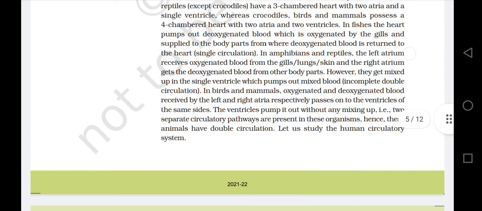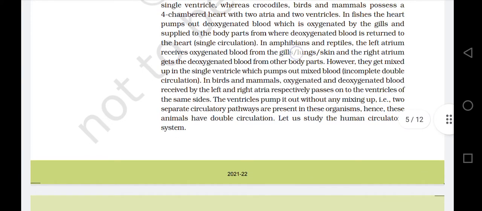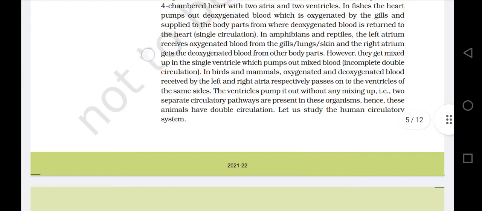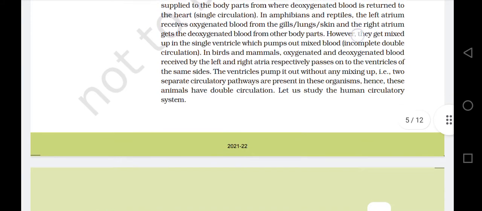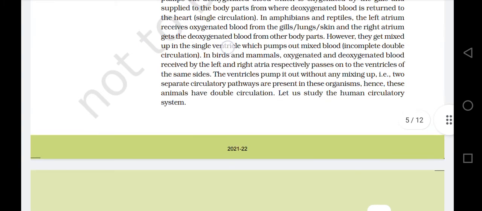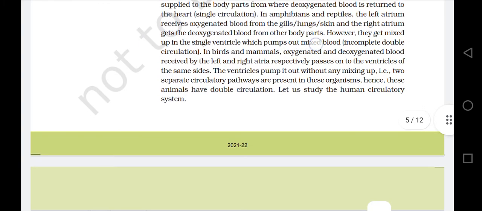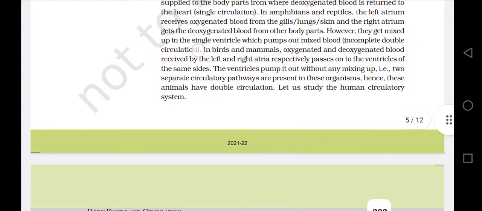In amphibians and reptiles, the left atrium receives oxygenated blood from the gills, lungs, and skin, and the right atrium gets the deoxygenated blood from other body parts. However, they get mixed up in the single ventricle, which pumps out mixed blood: incomplete double circulation.